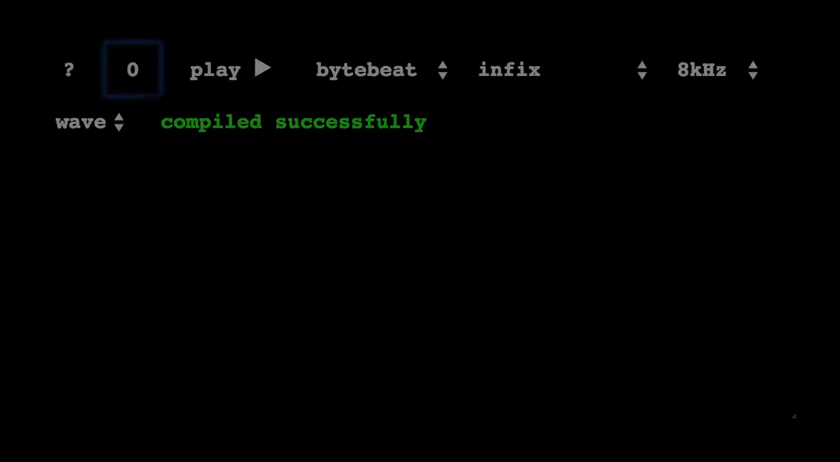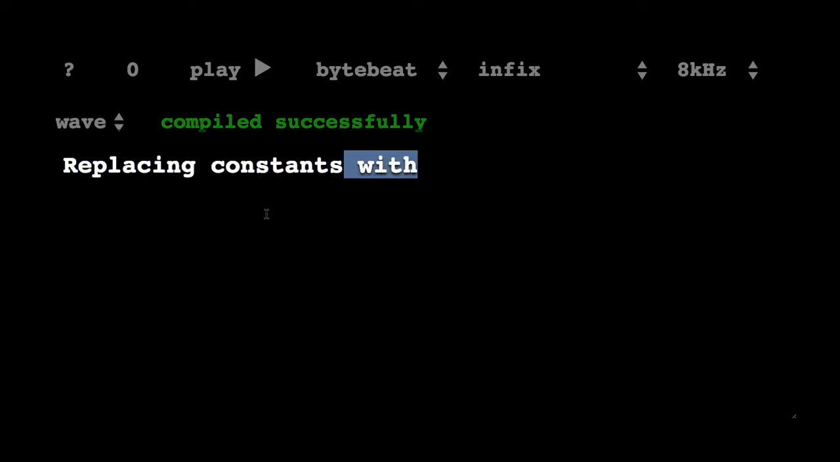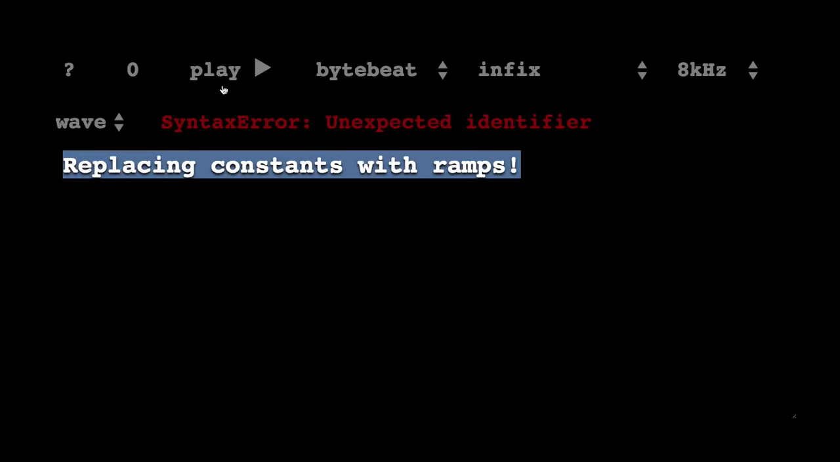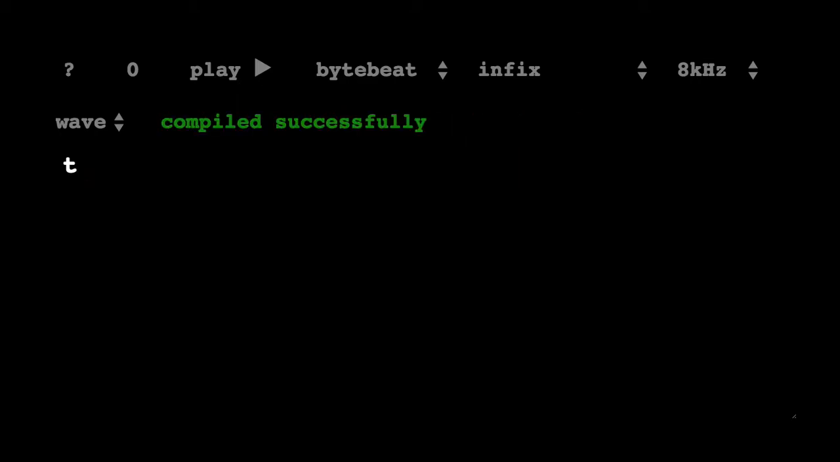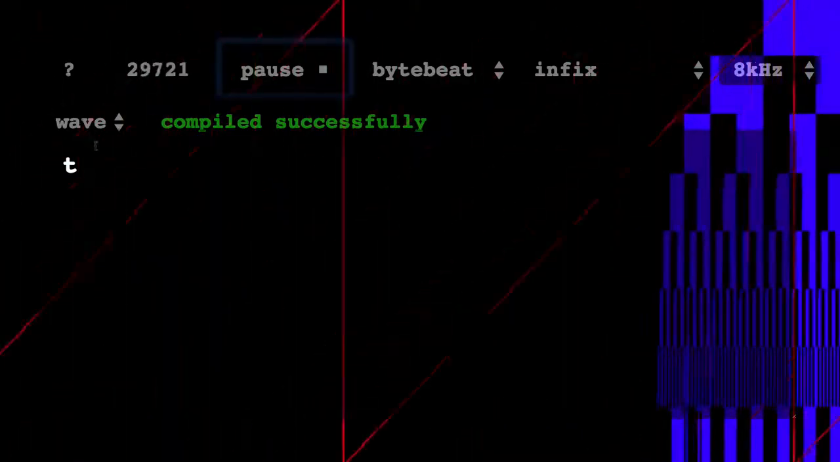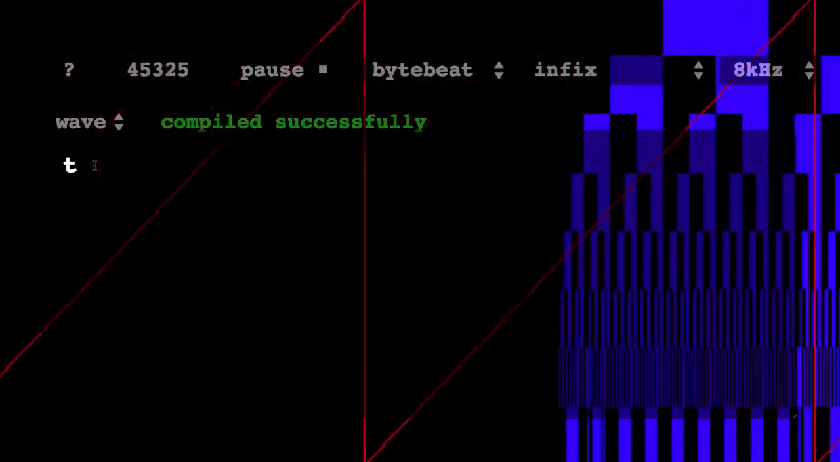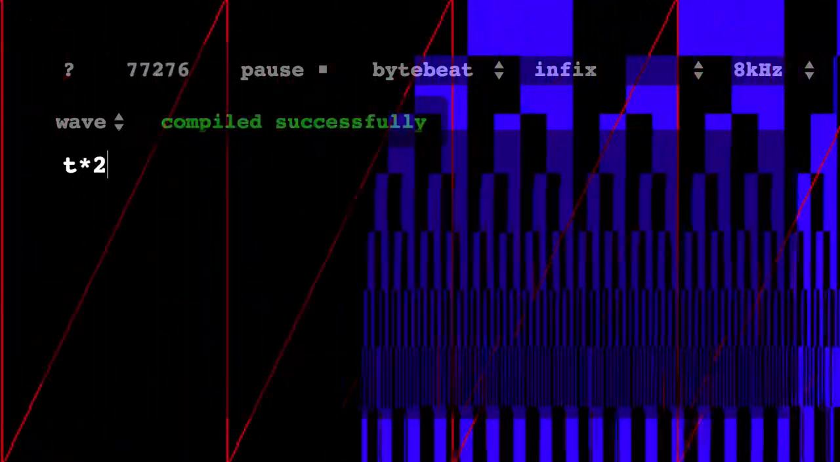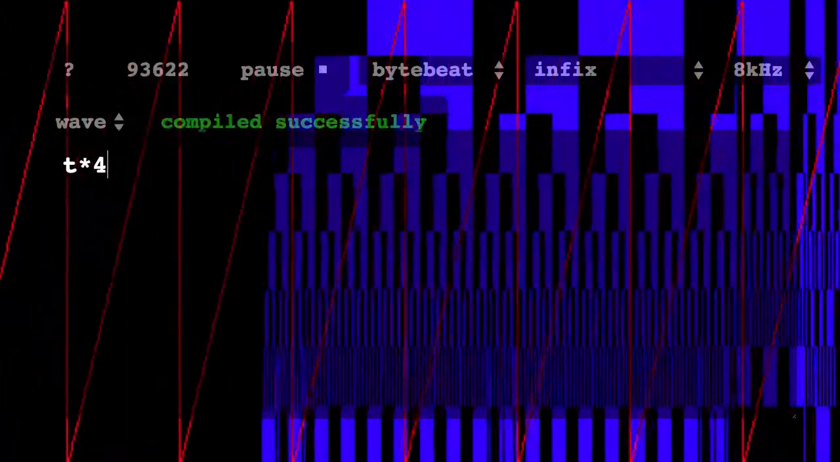I'm going to show you how to make some interesting bytebeat gestures by replacing constants with ramps. If you've seen any bytebeat at all, you'll know that if we have just T by itself, it's wrapped around into a nice sawtooth wave. And if we multiply it by different numbers, it just changes the slope of that ramp.